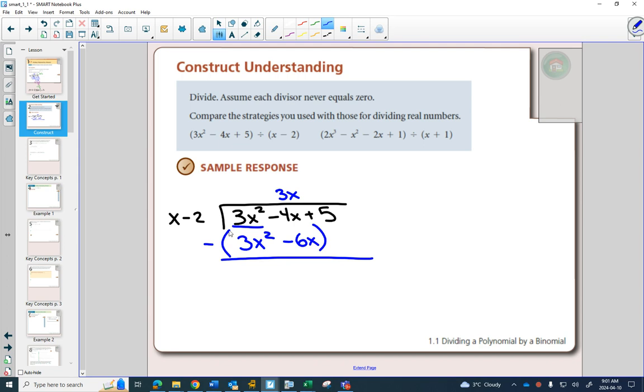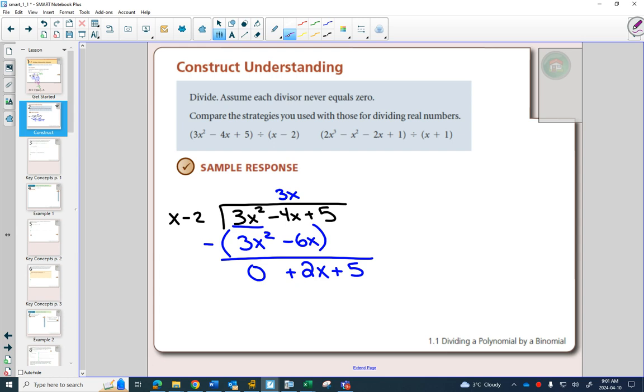Well, the 3x squared minus the 3x squared nicely goes away. That'll be 0. We can write 0 there. You don't need to. What is minus 4x minus a negative 6x? That will be plus 2x. And 5 minus nothing is still plus 5.